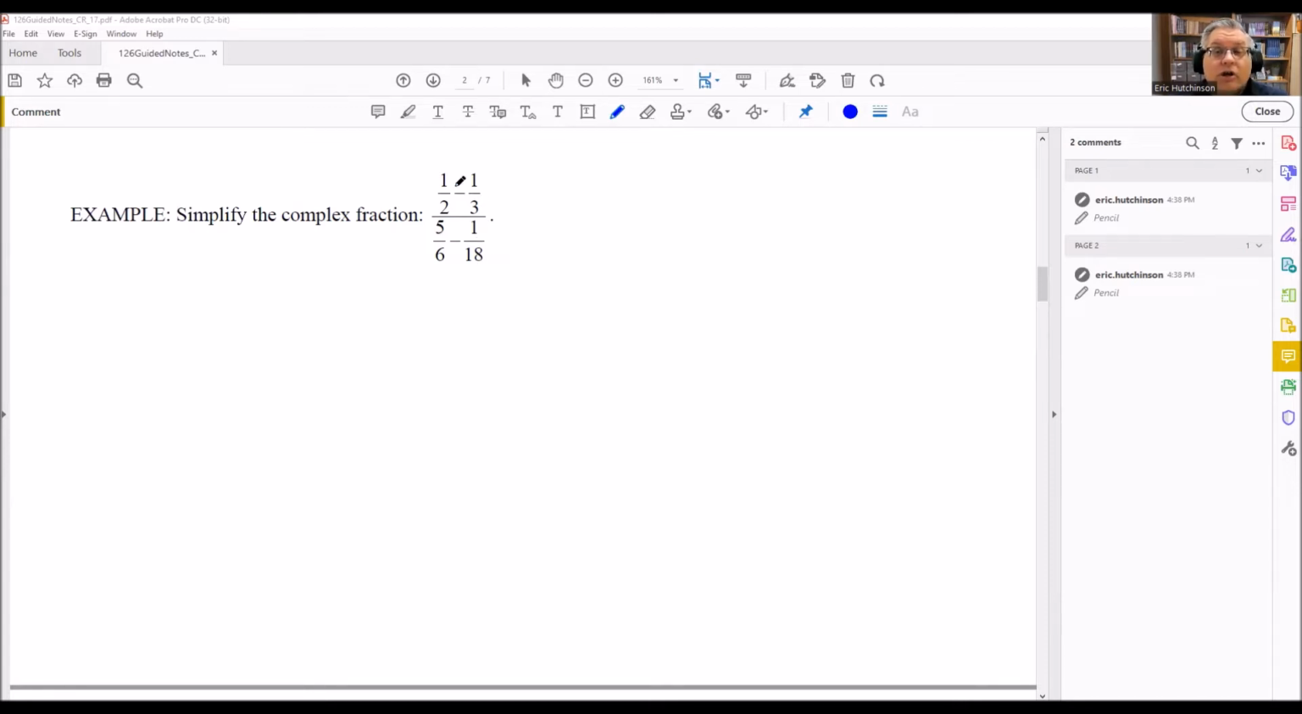But I'm going to show you an easier way of doing that. What we're going to do is multiply the top and bottom by the LCD, least common denominator, of all of these: 2, 3, 6, and 18. So we want to find a number that all four of these would divide into evenly. We want to find the lowest number where that occurs.